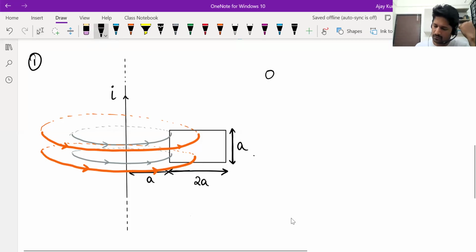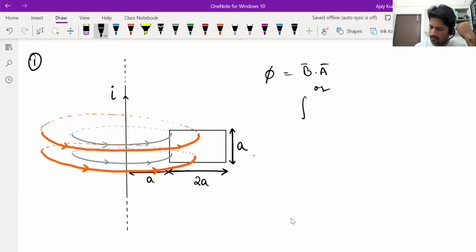Will you use B dot A here or integral B dot dA, to find out the total flux through that rectangle? Integral B dot dA. Why? Sir, at each and every point as we move from A to 2A, the distance changes, so the field will vary, sir.